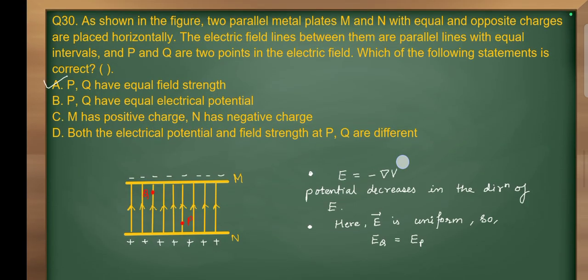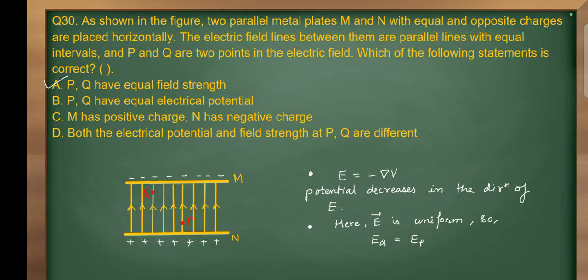Question number 30. As shown in the figure, two parallel metal plates M and N with equal and opposite charges are placed horizontally. The electric field lines between them are parallel lines with equal intervals, and P and Q are 2 points in the electric field. Which of the following statements is correct? Here, the electric field is shown, and this electric field is uniform, and the direction is shown from N to M. We know that the direction of electric field is from positive charge to negative charge. So the charge on plate N will be positive and the charge on plate M will be negative.